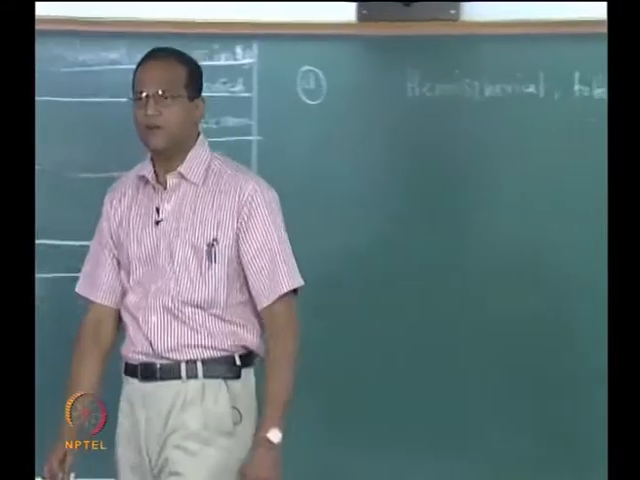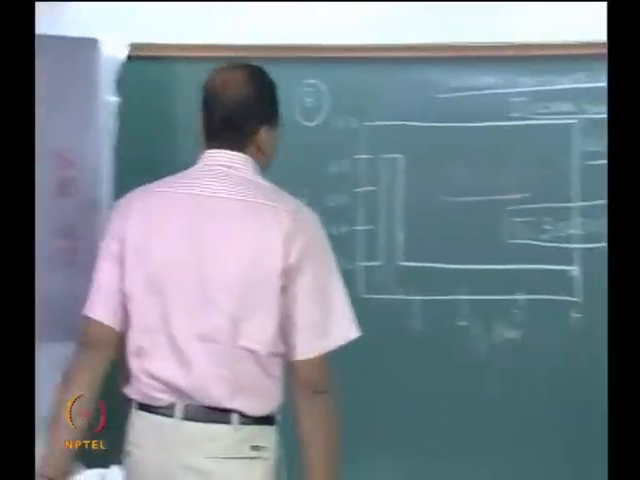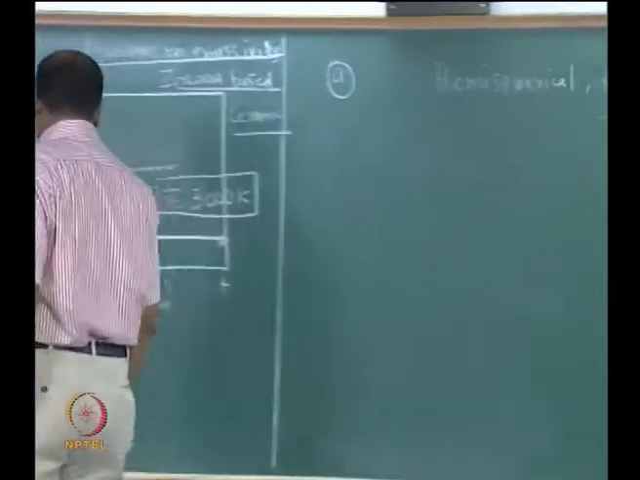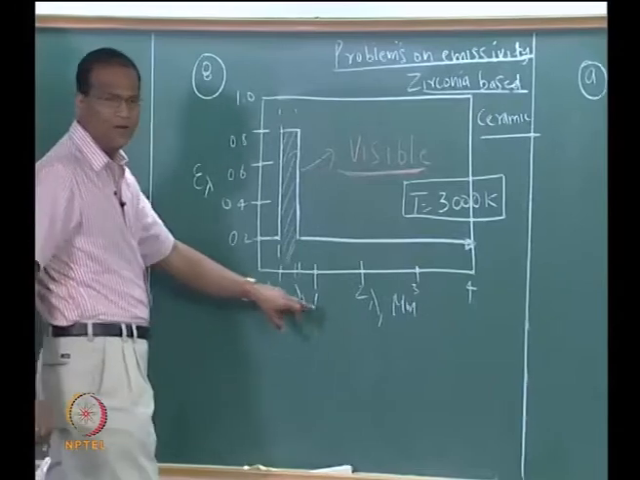I want to get the hemispherical total emissivity. Okay. So I call this lambda 1, this is lambda 2, right? Lambda 1 and lambda 2 visible part.